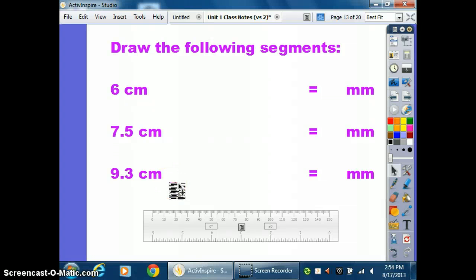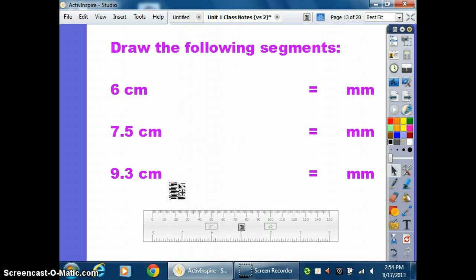Hello, this is Mrs. Secor, and today we're going to work with the metric system. We're going to draw segments in centimeters and millimeters, and we're also going to do some conversion in the metric system. Okay, so if you could find this page in your notebook, and we need to draw the following segments.